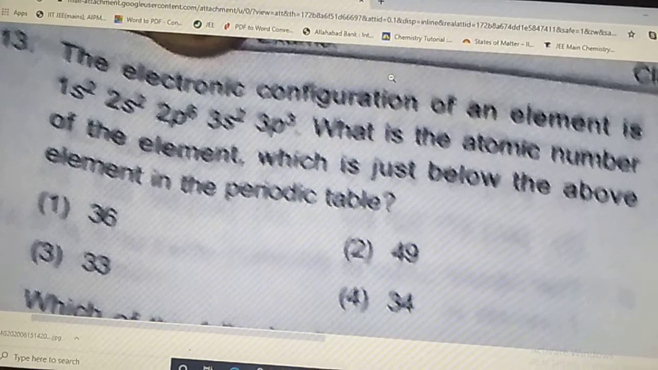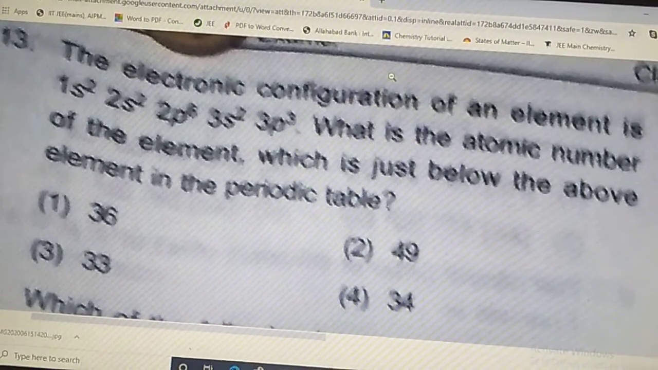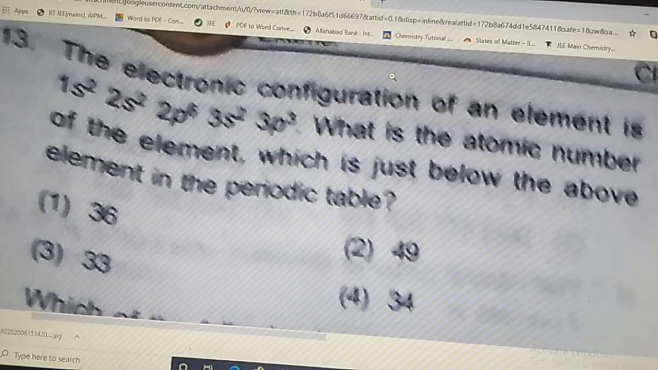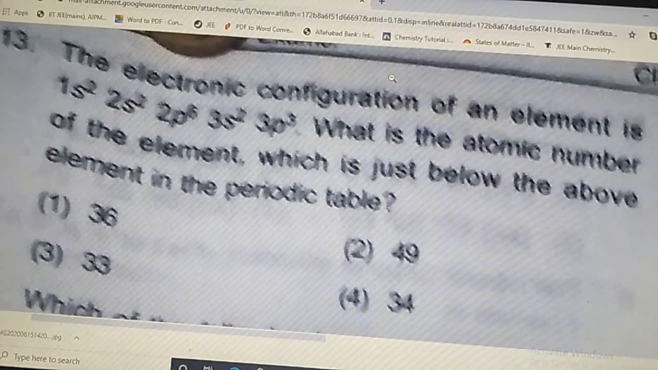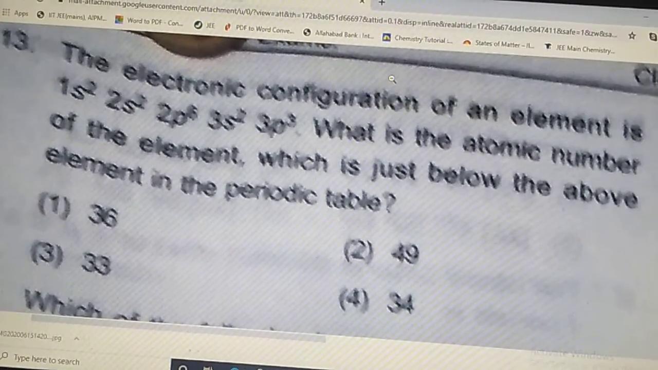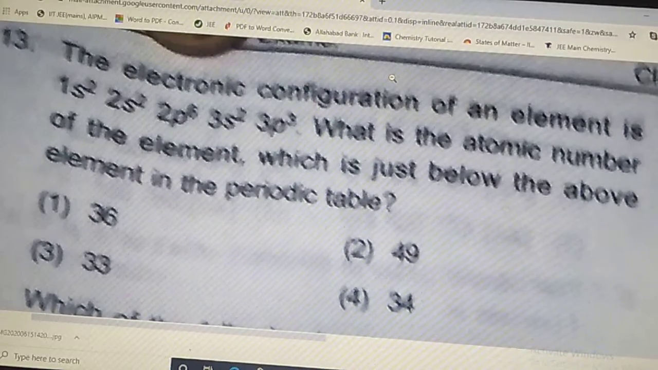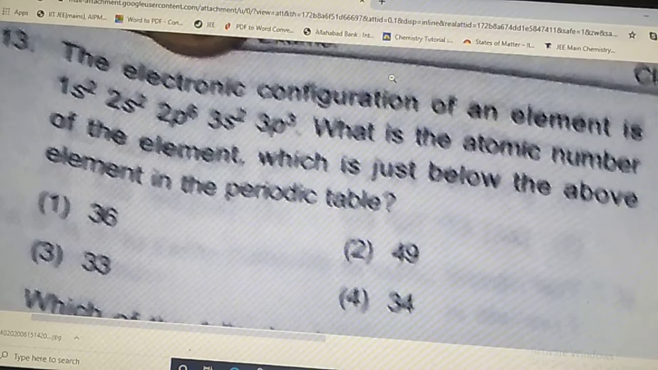Let us move, students, to question number 13 and check out the correct answer. The question says the electronic configuration of an element is 1s2, 2s2, 2p6, 3s2, 3p5. What is the atomic number of the element which is just below the above element in the periodic table?